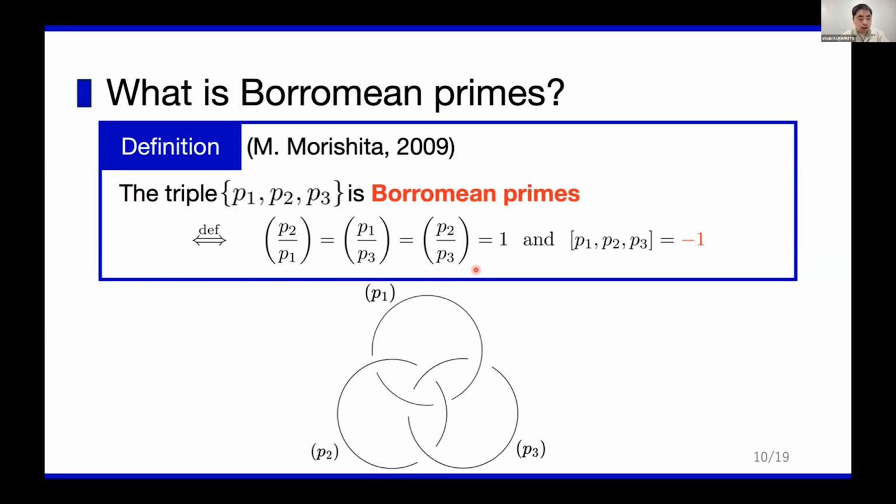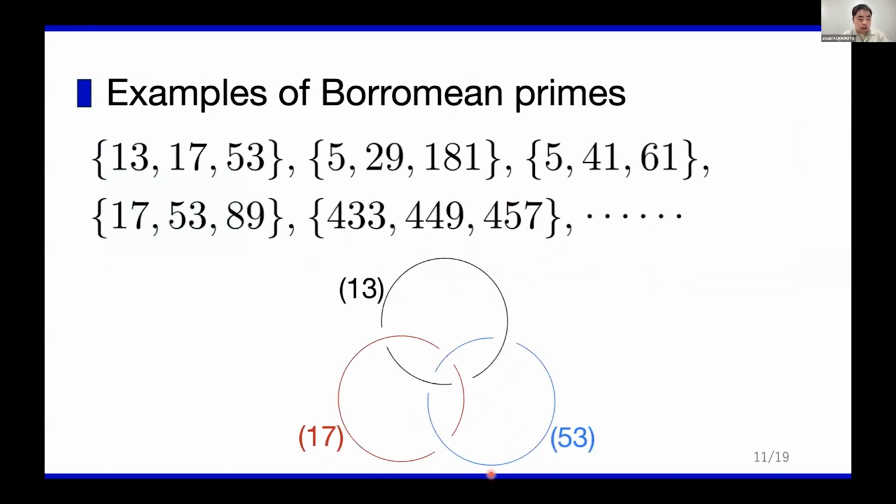The conditions about the Legendre symbol mean that any two of the primes are not linked. And the condition about the Rédei symbol means that all of them are entirely linked. Those linking conditions are the same as Borromean links in topology, which is the origin of the name Borromean primes. These are examples of Borromean primes. We can confirm that those examples satisfy the conditions of Borromean primes.